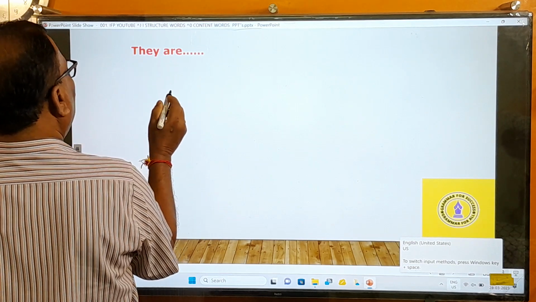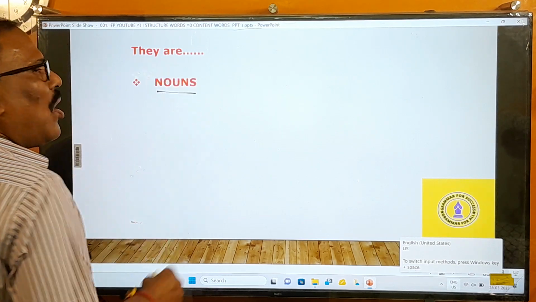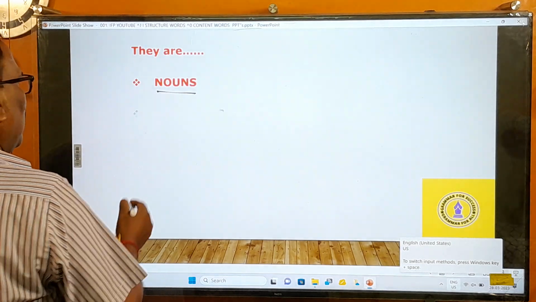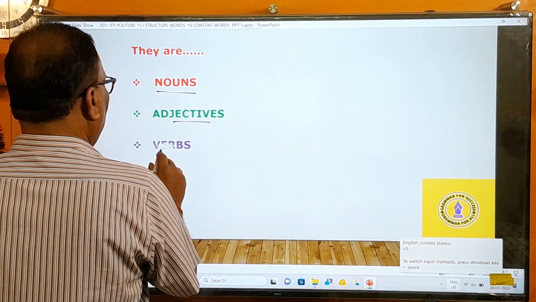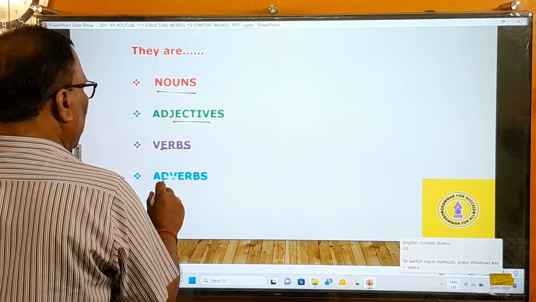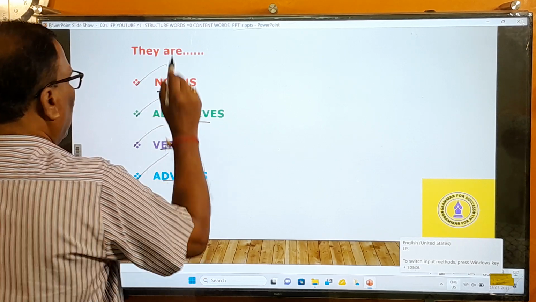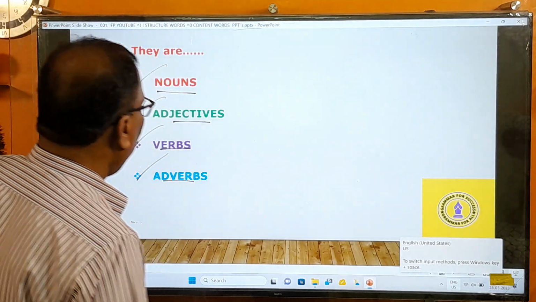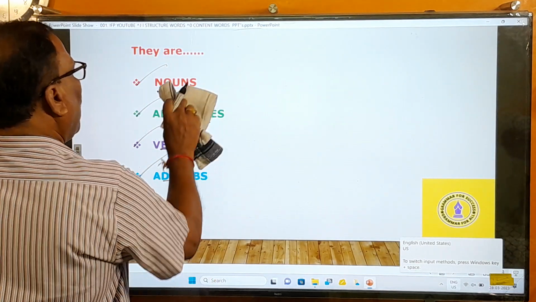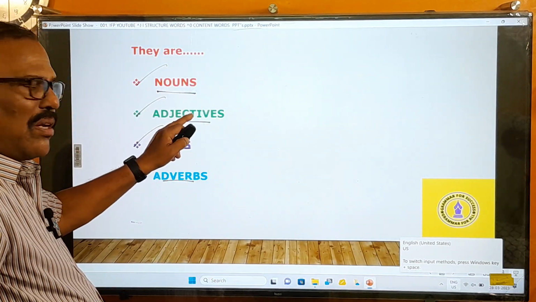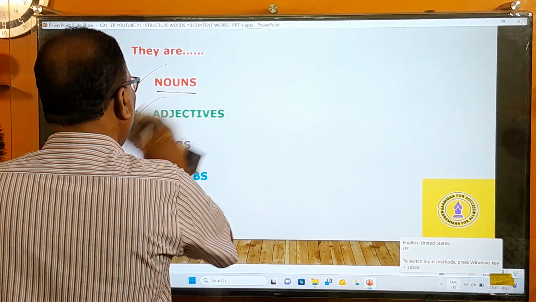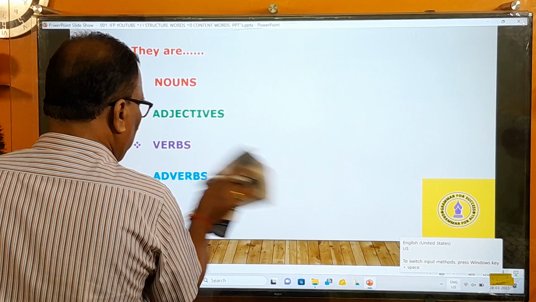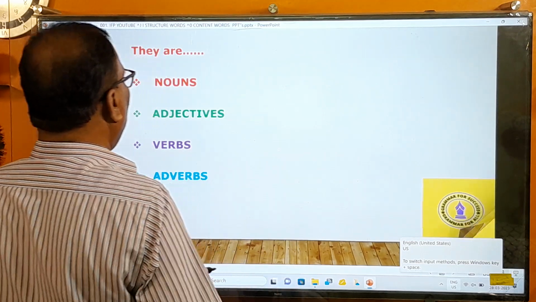They are nouns. All nouns are content words, right? And adjectives are content words. Verbs, lastly, adverbs. These four are called content words. Nouns you know very well. Adjectives also you know very well. Verbs, adverbs, and I would like to give you a brief picture about all of them in the next slide. Right now, you just see that.